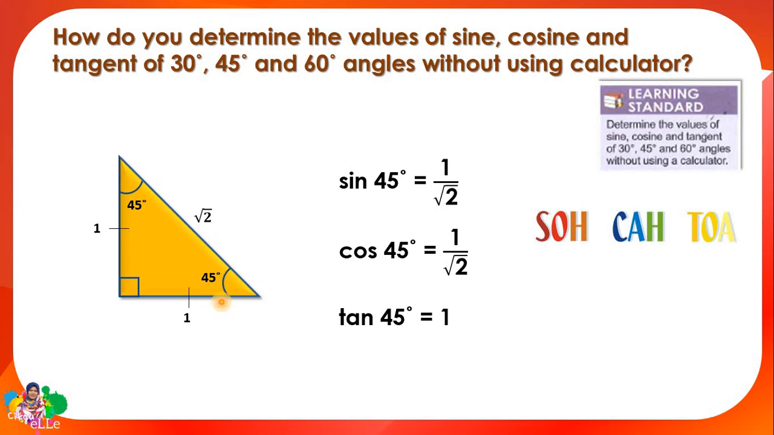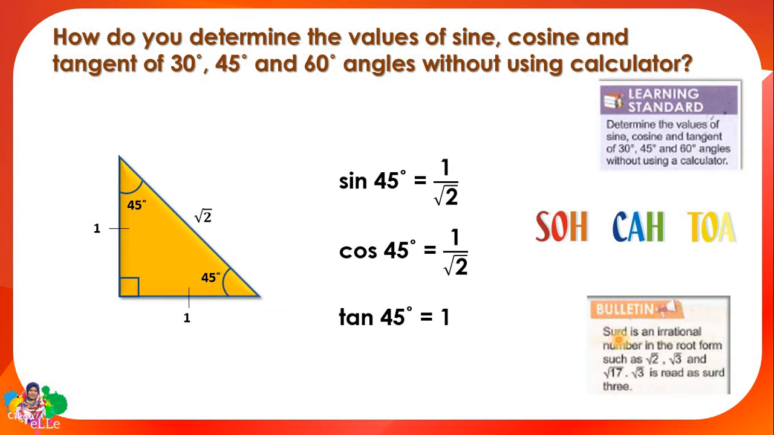Alright, for your information, surd is an irrational number in the root form. 2 is not a perfect square, therefore this one is known as an irrational number. You have learned about irrational numbers in Form 1. So how to read this one? For example, square root 3 is read as surd 3. So this one you read as 1 over surd 2.